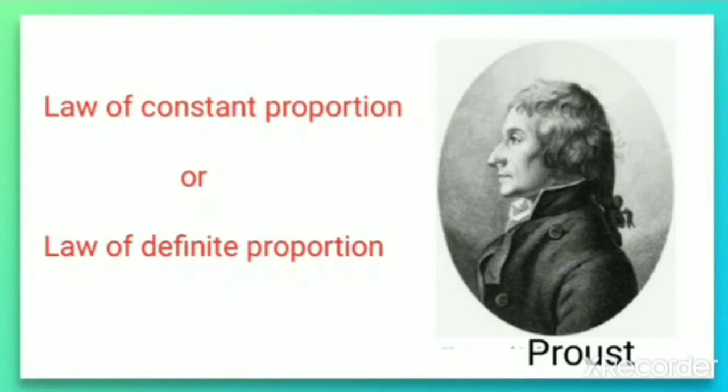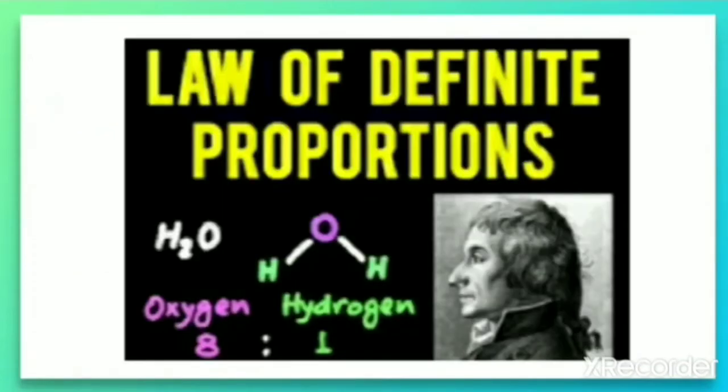Let us take one example of the law of definite proportion. Water. You are familiar with the word water. Chemically, water is made up of hydrogen and oxygen. Here H is the symbol for hydrogen. That means it has two hydrogen atoms and one oxygen atom. So water is a compound made up of two types of elements, hydrogen and oxygen.